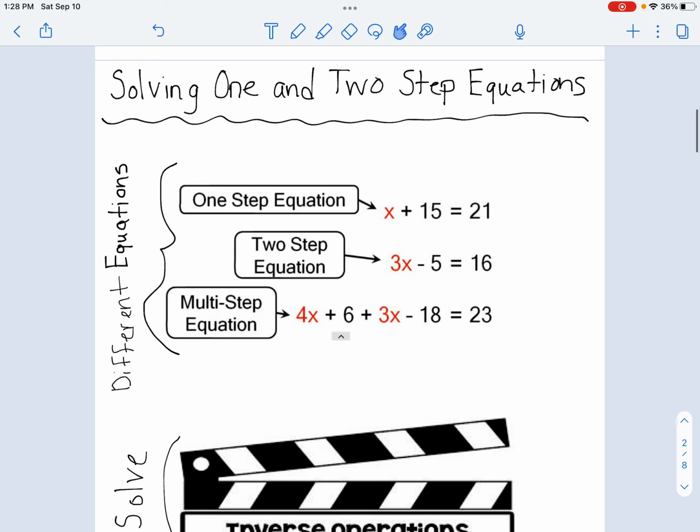Solving 1 and 2 step equations. You have different types of equations. The ones that you'll learn in this lesson are your 1-step equations, which look like this, and your 2-step equations, which look like this. Later on, you'll learn multi-step equations.